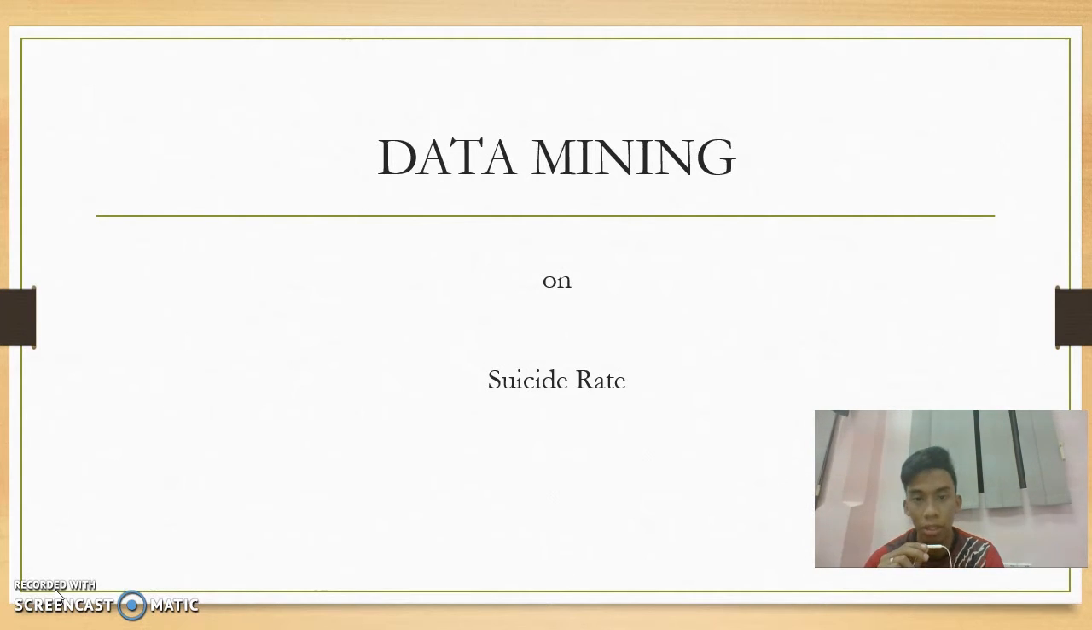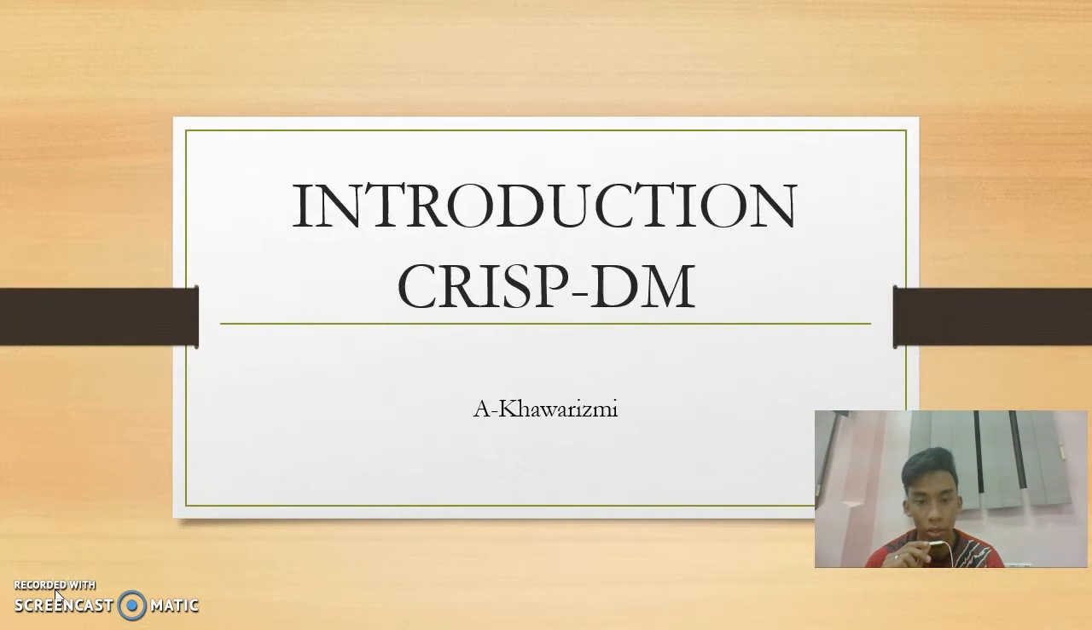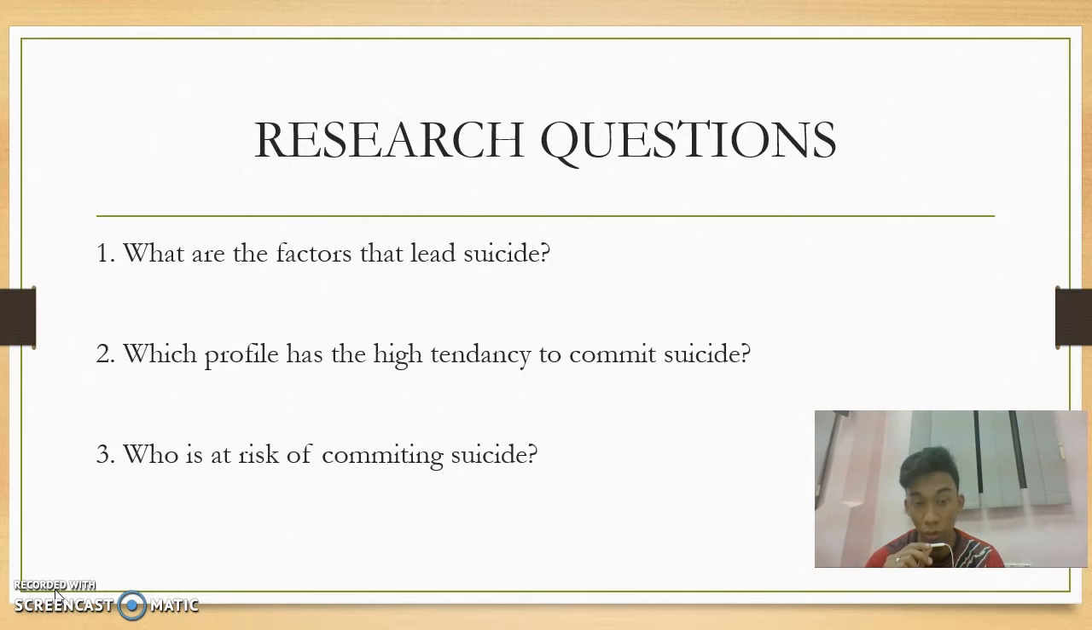So first of all, my name is A-KHAWARIZMI. Our topic is on the suicide rate. For our datathon, we use two types of data sets. The first one is the suicide rates overview from the year 1985 until 2016, and the second one is the poverty, mental health, suicide data set, focusing on the United States.